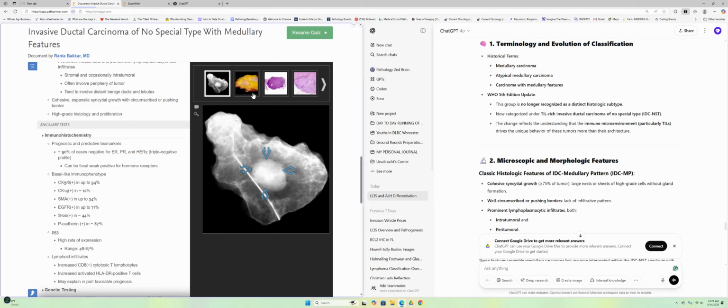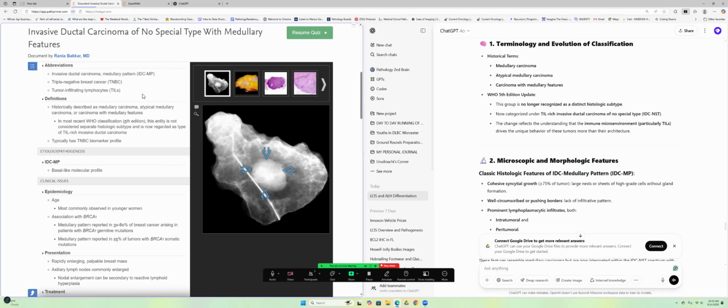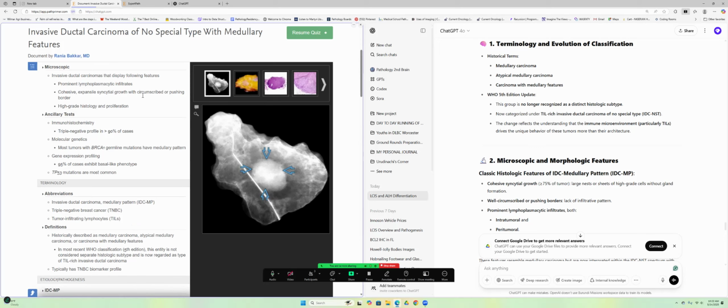What is TIL-rich invasive carcinoma? Tumor infiltrating lymphocytes, that's what it means. It is categorized under tumor infiltrating lymphocyte-rich invasive ductal carcinoma of no special type. The change reflects the understanding that the immune microenvironment, particularly tumor infiltrating lymphocytes, drives the unique behavior of these tumors more than their architecture.